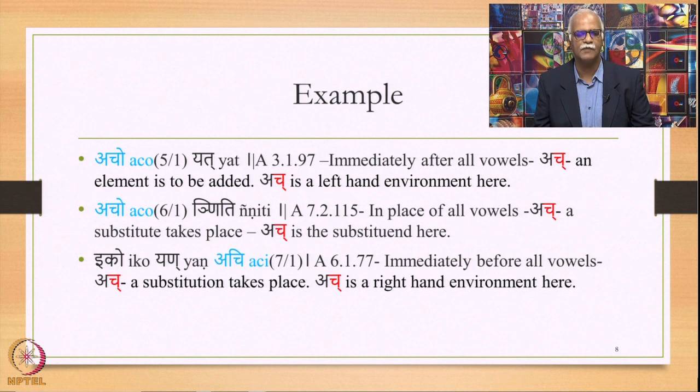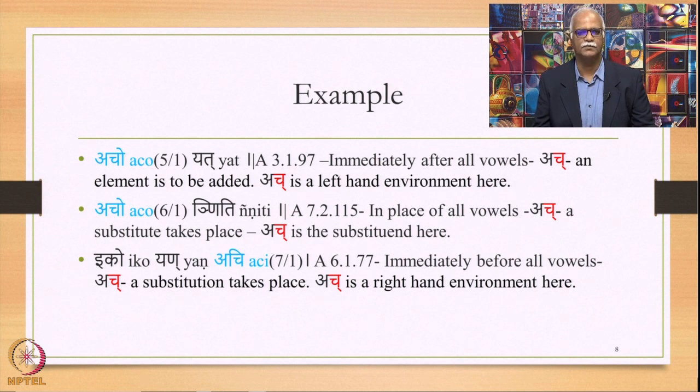So, for example, here are a few examples for you. There is a sutra acho yat, A3197, acho yat. Acho is 5-1 of ach, which means immediately after all vowels, an element is to be added. That is the meaning of this acho. So what it stands for is a left hand side environment. So if yat is to be added, the left hand side environment for that is a vowel ending dhatu, which we shall study later on.